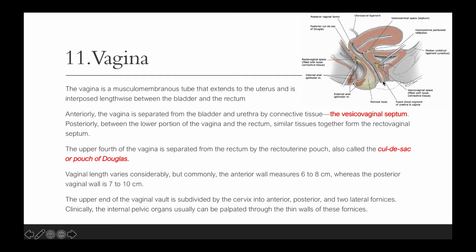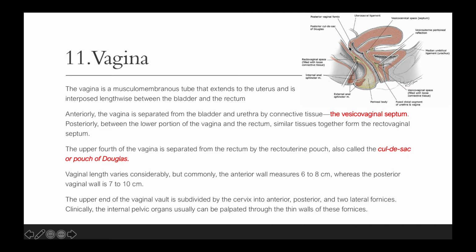Posteriorly, between the lower portion of the vagina and the rectum, similar tissues together form the rectovaginal septum. So, the rectovaginal septum will be this one. Okay. The upper fourth of the vagina is separated from the rectum by the rectouterine pouch, which is also called the cul-de-sac or the pouch of Douglas. So, this will be that part here.